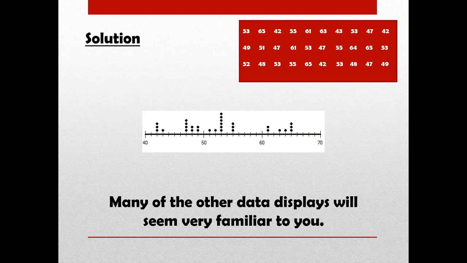And what does it do for us? Well, just like the stem and leaf plot, we just put the data set in order. Because now we know that the data set in order would be 42, 42, 42, 43, 47, 47, 47, 47, 48, 48, 49, 49, 51, 52, 53, 53, 53, 53, 53, 53, 55, 55, 55, 61, 61, 63, 64, 65, 65, and 65. So the dot plot puts them in order.